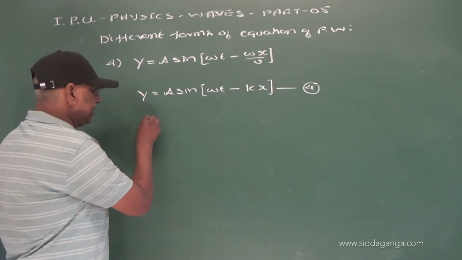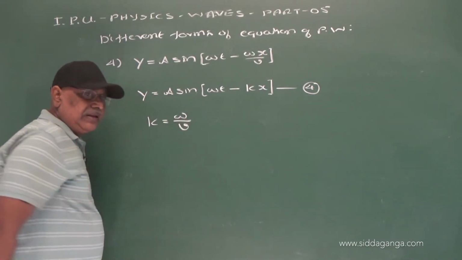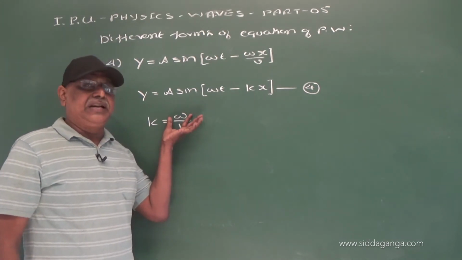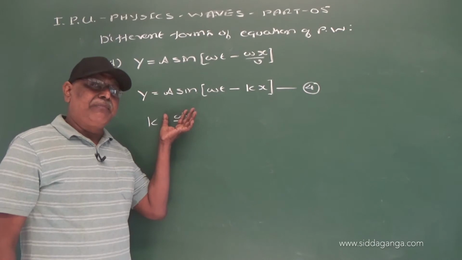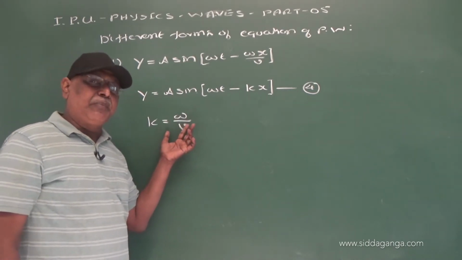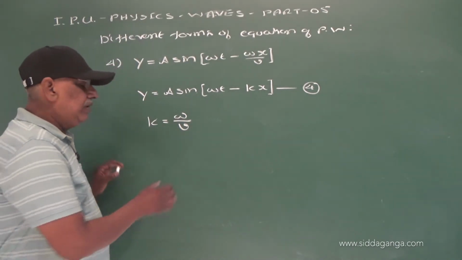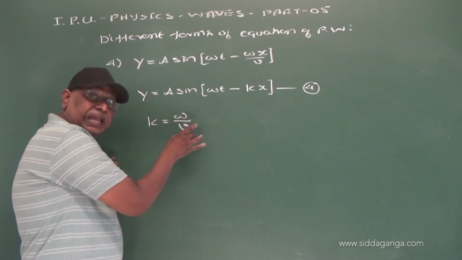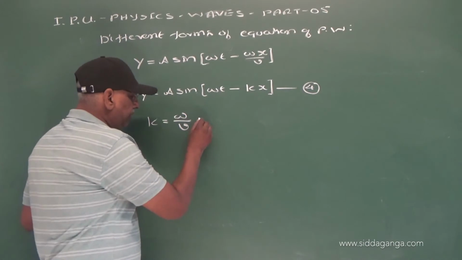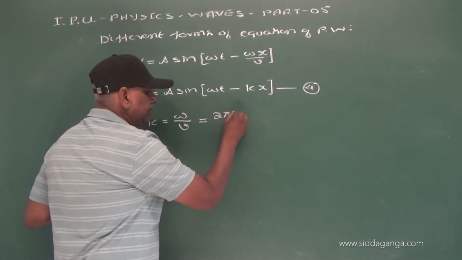So k, from this equation, is ω/v. For a given wave propagating through a medium, ω is constant. It depends upon the vibrating body producing the wave, that is ω = 2πf. And we know that a progressive wave travels with a constant velocity in a given medium. Therefore, the ratio of ω to v is another constant, that is k. Now ω is 2πf.